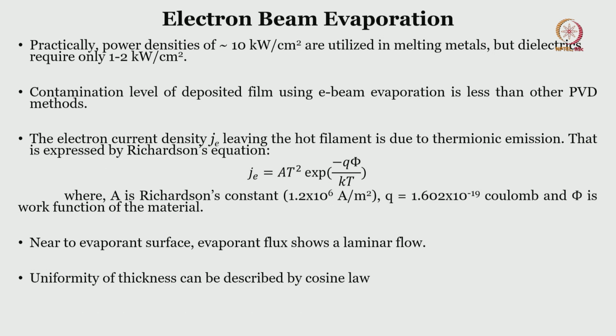So, now what are the power requirements? The power requirement for E beam evaporation is approximately 10 kilowatt per centimeter square, and a dielectric requires only 1 to 2 kilowatts per centimeter square. The contamination level of deposited film using E beam evaporation is less than other PVD methods. Very important to understand that E beam evaporation contaminates comparatively lesser than other PVD methods.